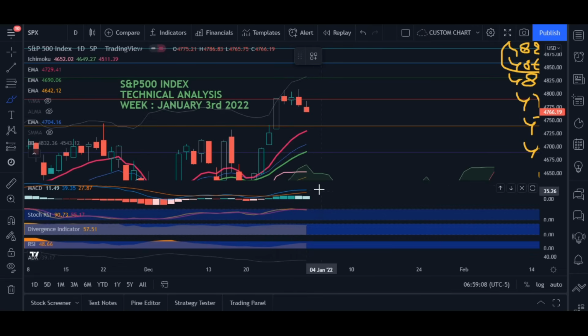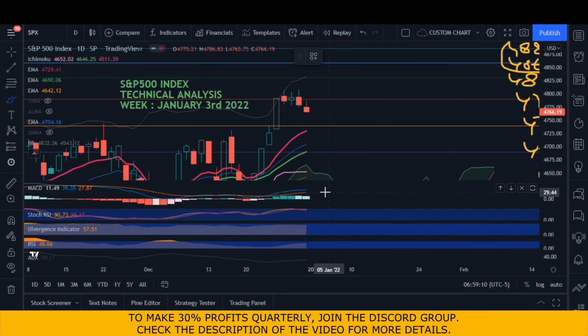MACD is clearly bullish, because MACD is almost 39 and signal is 27. MACD is bullish. Okay. Now comes the stock RSI. Stock RSI is weak bullish. I will not say that it is bearish.